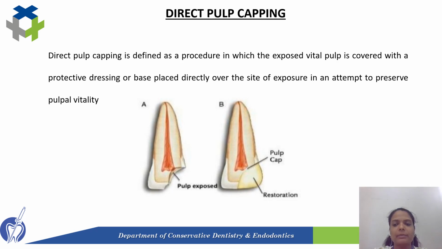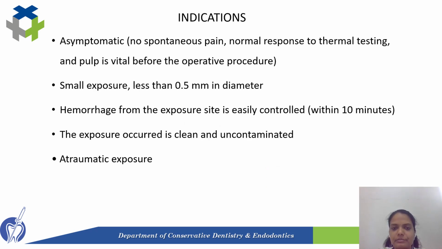Next one is direct pulp capping. What is the difference between direct pulp capping and indirect pulp capping? In direct pulp capping, there is an exposure of the pulp, whereas in indirect pulp capping, there is no frank pulpal exposure. Direct pulp capping is defined as a procedure in which the exposed vital pulp is covered with a protective resin or base directly placed over the site of exposure in an attempt to preserve the vitality of the tooth.